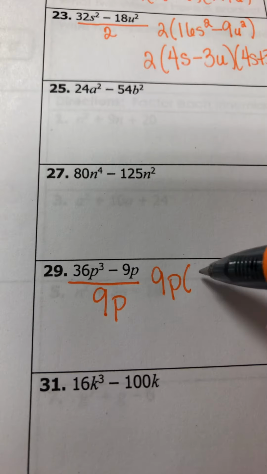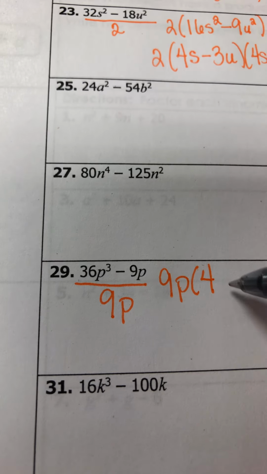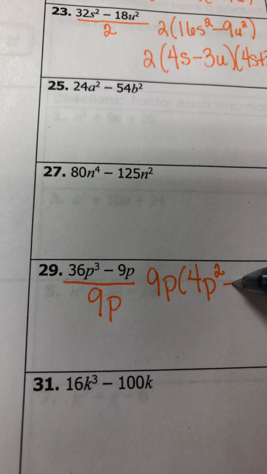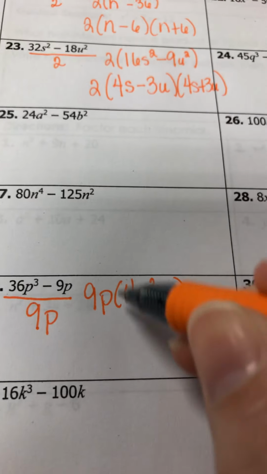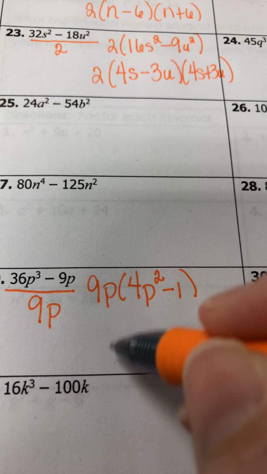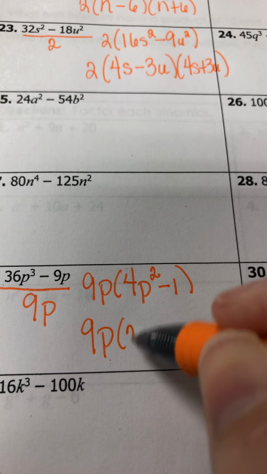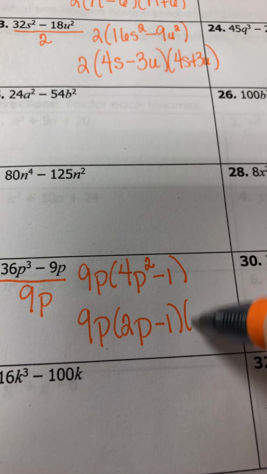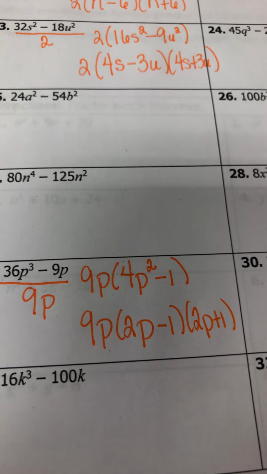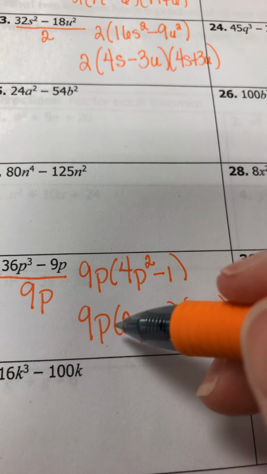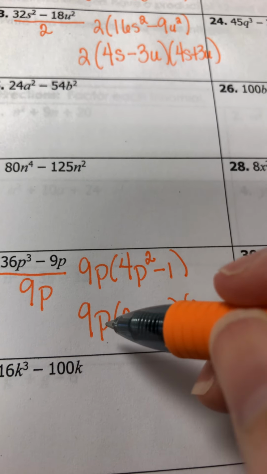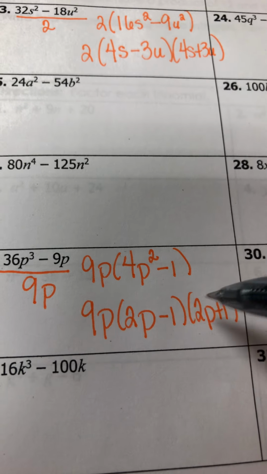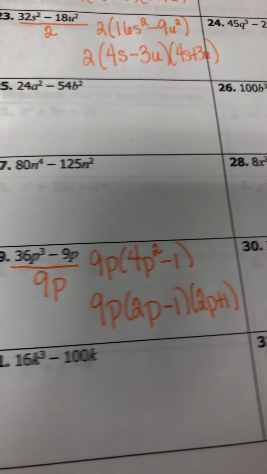So 36 divided by 9 is 4. 3 minus 1 is 2. Negative 9p divided by 9p is negative 1. And then, look at this, our difference of 2 squares. So the square root of 4 is 2. The square root of p squared is p. The square root of 1 is 1. Make one of them minus and one of them plus. And we're finished. And remember, if you're going to check it, and you always should, distribute to one parenthesis and then FOIL. Don't distribute 9p to both parentheses.